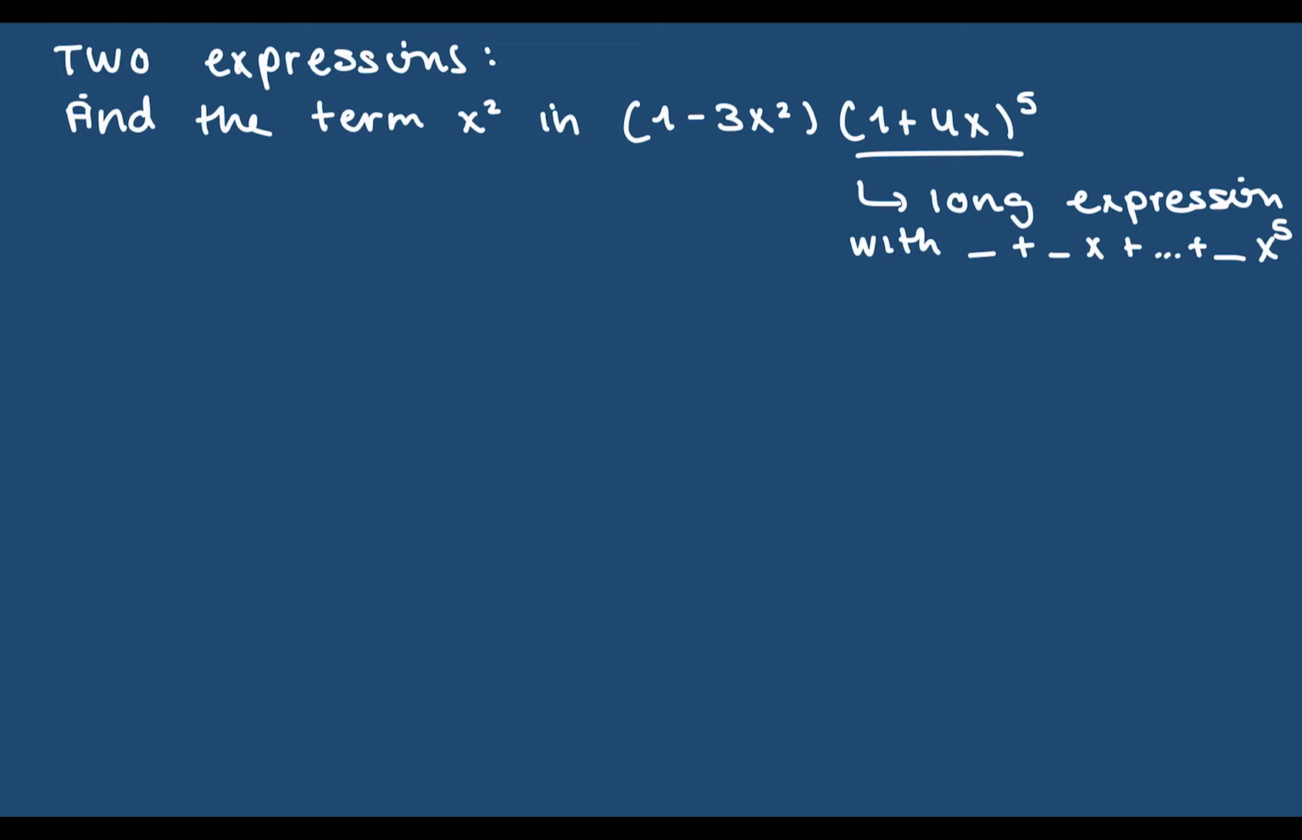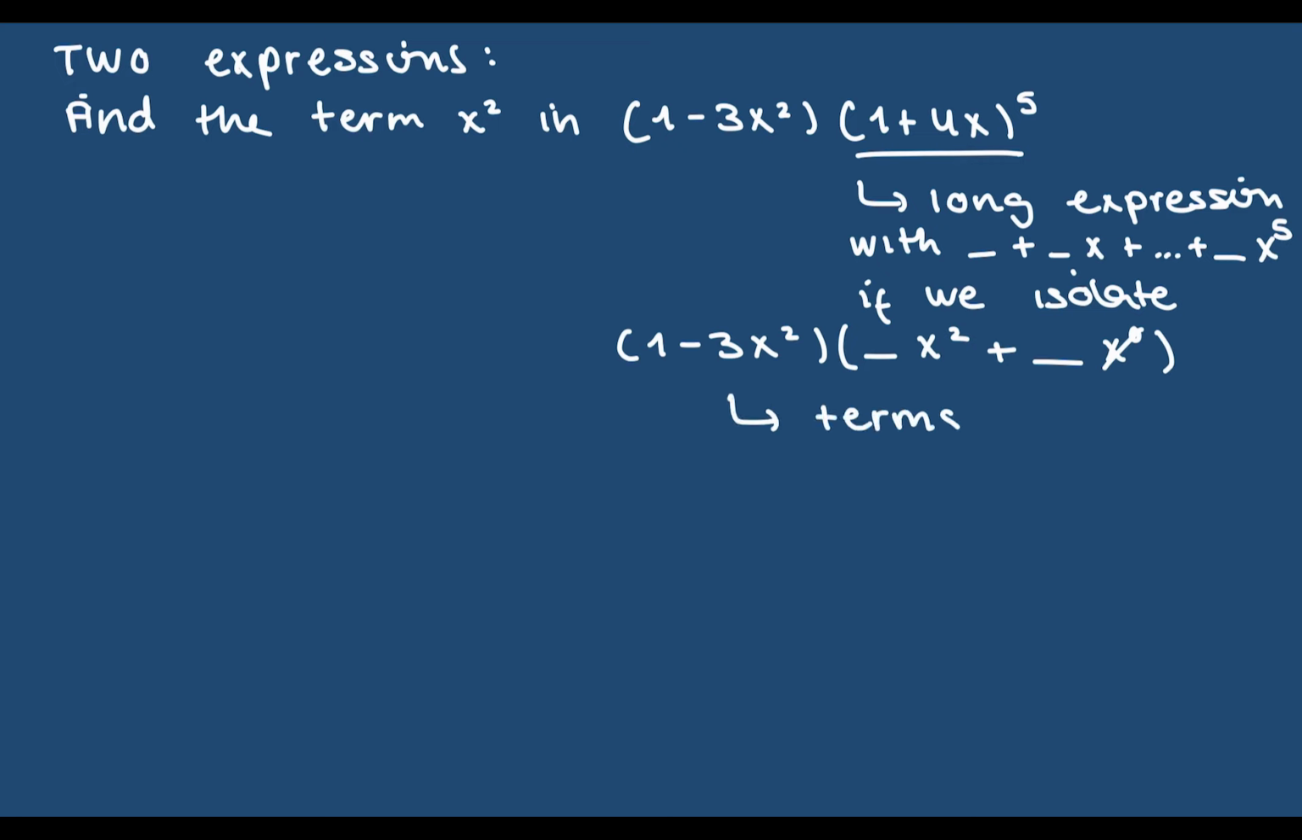So what we have to realize is that if we want the term in x squared, it's when we multiply both of them, right? The binomial times the other brackets. If we isolate the constant term in the second one, meaning the one without an actual x, and the one with x squared, when we multiply them times 1 and minus 3x squared, we will get terms in x to the power of 2. The 1 times the term in x to the power of 2 will be x to the power of 2, and the minus 3x squared times the constant term will also be an x to the power of 2.